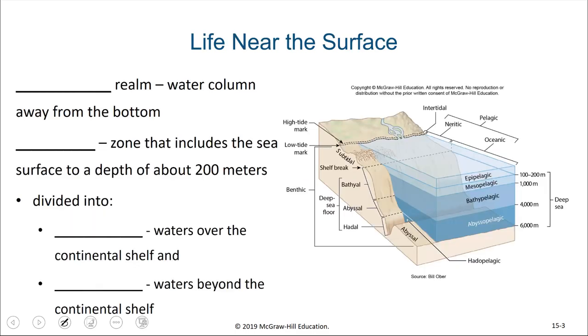When we look at the different ways to categorize regions of the ocean, the pelagic is going to be all of the open water column away from the bottom. So we call this the pelagic realm. Now the pelagic is made up of nearshore and offshore waters. The epipelagic is going to be the surface layer of these waters, and we'll see the epipelagic both nearshore or neritic and offshore or oceanic.